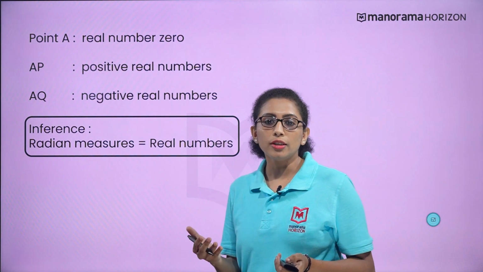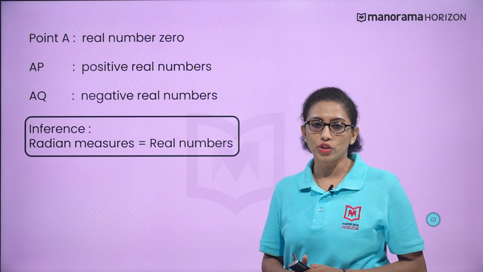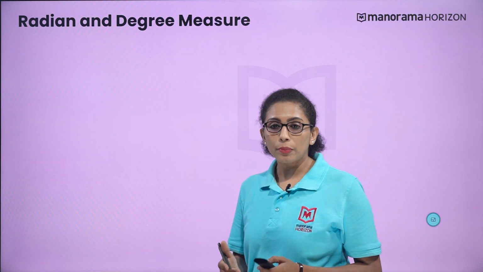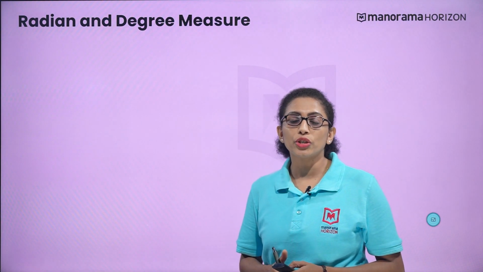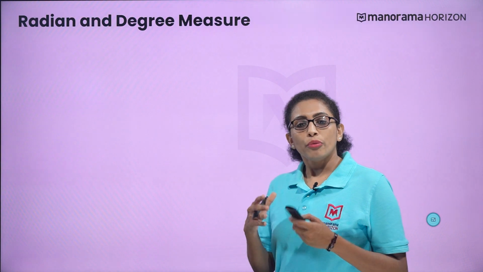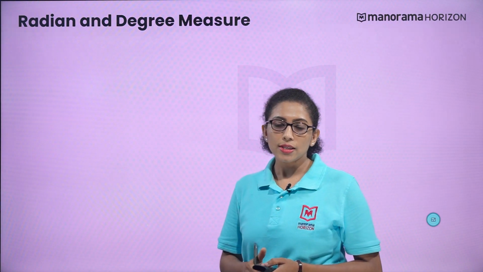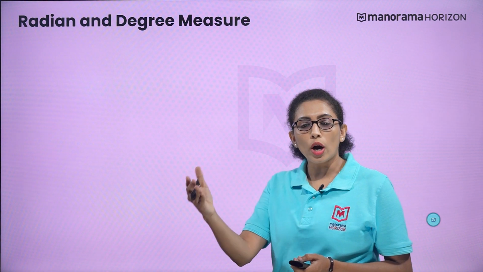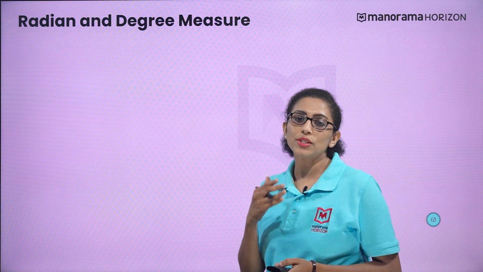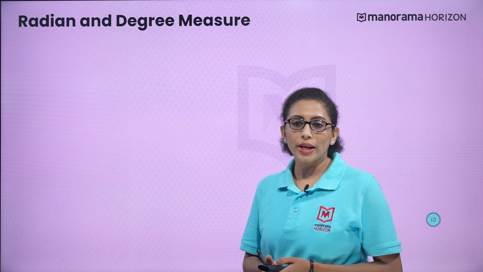So we have learned the various units of angle measure. Measurement of angles can be performed using radian measure and degree measure. Now we can derive a relation between degree and radian so that the conversion from one unit to the other and vice versa can be done very easily.